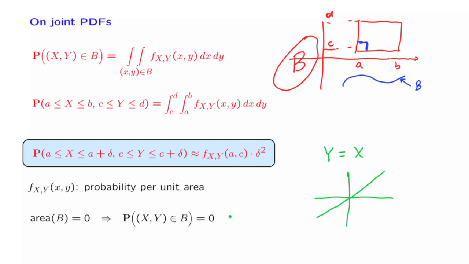Essentially, joint continuity is something more than requiring each random variable to be continuous by itself. For joint continuity, we want the probability to be really spread over two dimensions. Probability is not allowed to be concentrated on a one-dimensional set. On the other hand, in this example, the probability is concentrated on a one-dimensional set, and we do not have joint continuity.